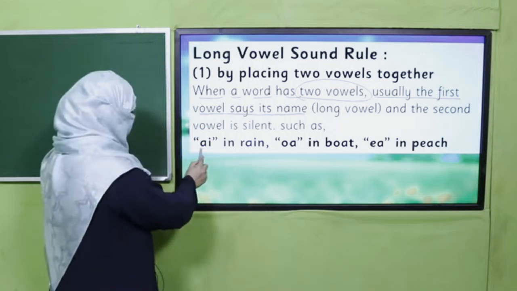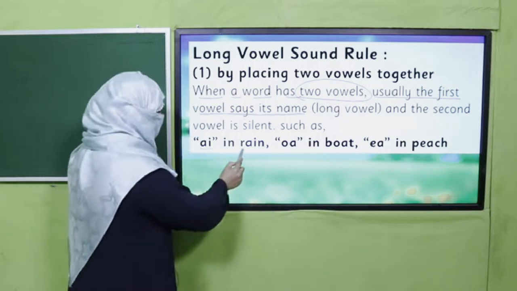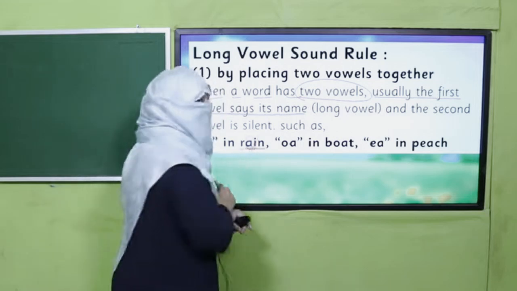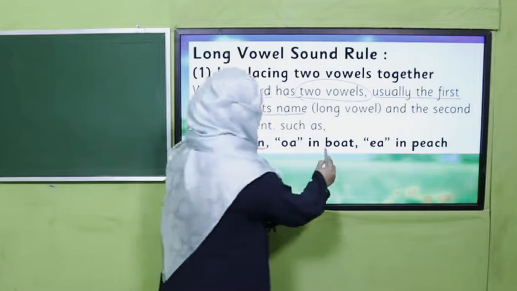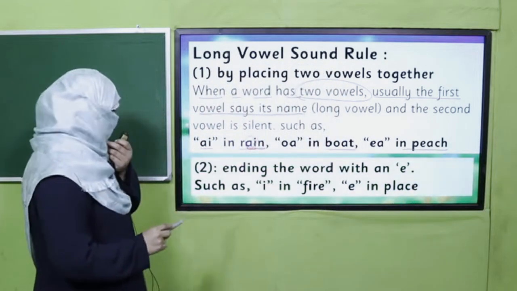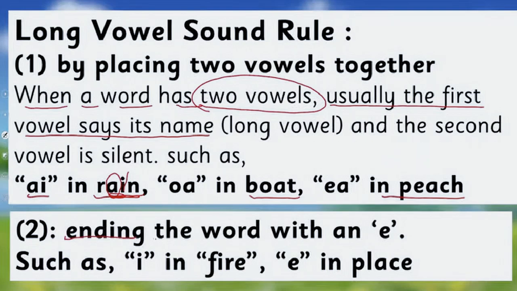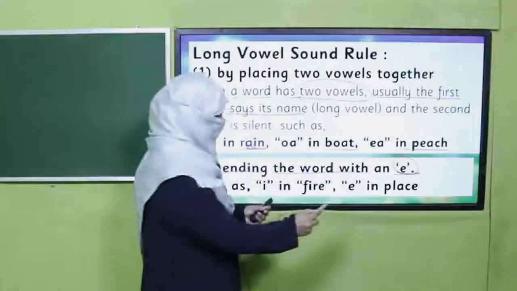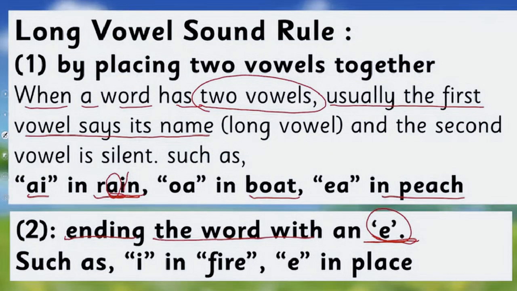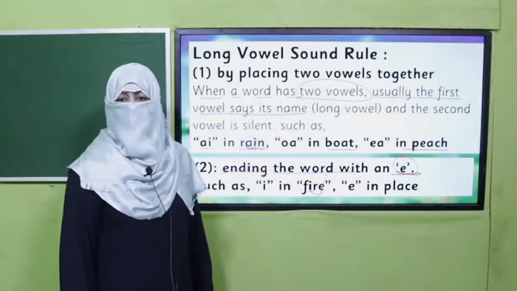And its example is AI. So here, when we say rain, this I has no sound, and we say rain with long vowel sound A. Right? Likewise, boat, peach. And the second rule which we learned was, if a word is ending with E, this is called bossy E. Okay? The bossy E when it's there. So what happens? The vowel which is preceding will give its long sound, and this E remains silent. That's why it's called bossy.